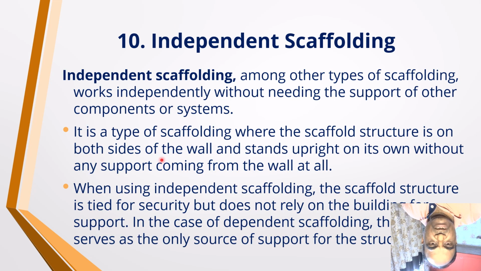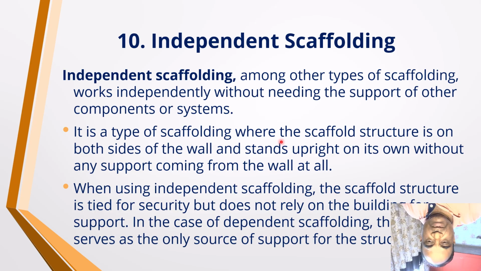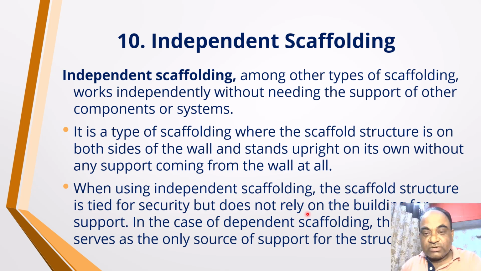Tenth and the last one is independent scaffolding. Independent scaffolding, among other types of the scaffolding, works independently without needing the support of the other components of the system. And it is a type of the scaffolding where the scaffold structure is on both sides of the wall and stands upright on its own without support coming out from the wall at all. So when using independent scaffold, the scaffold structure is tied for the security but does not rely on the building. It does not rely, this is the key point, that it does not rely on the building for the support.